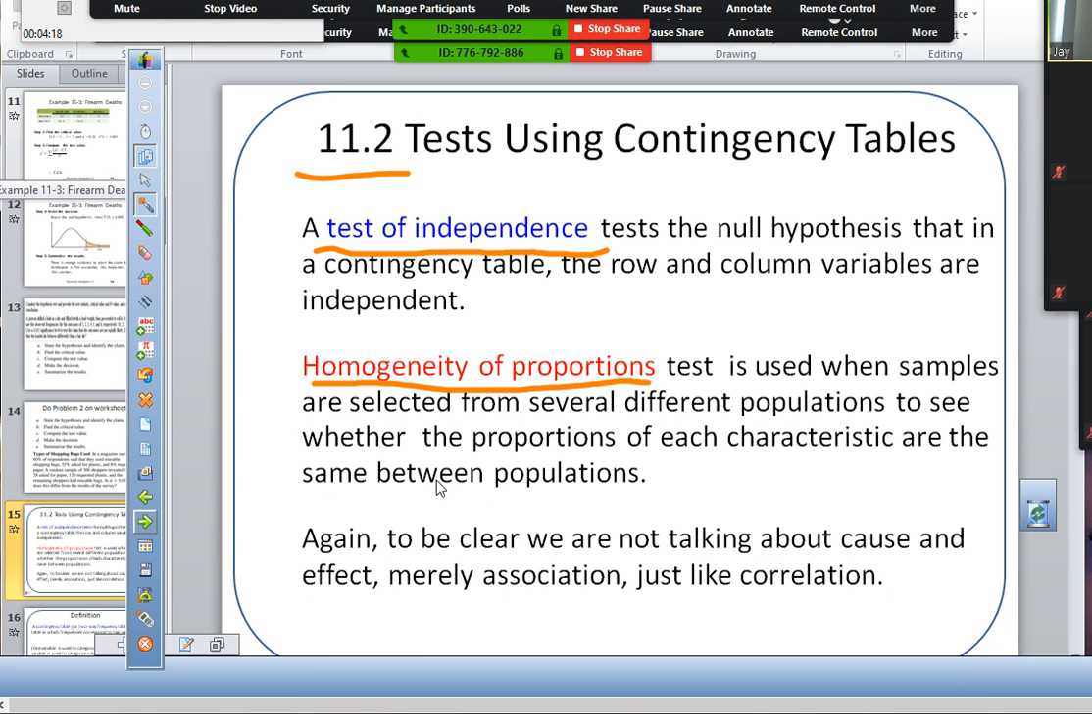So now we're going to move to 11.2. So go to your 11.2, flip the page, and go to 11.2, which is tests using contingency tables, two-way frequency tables. Looks kind of like this.